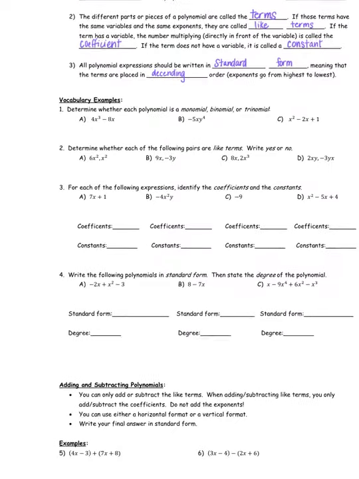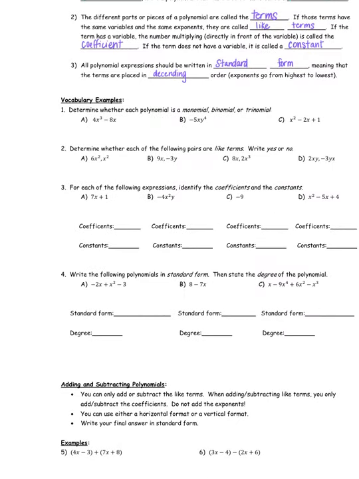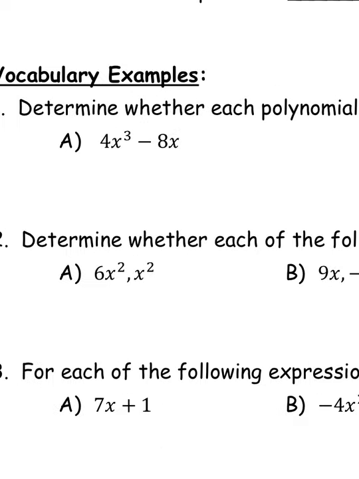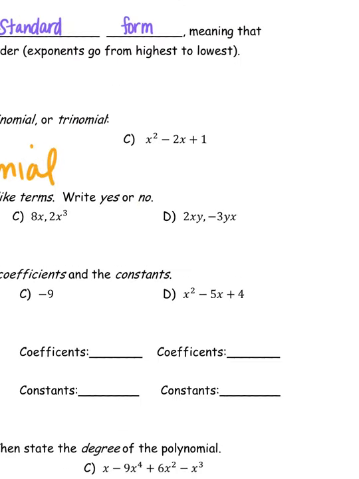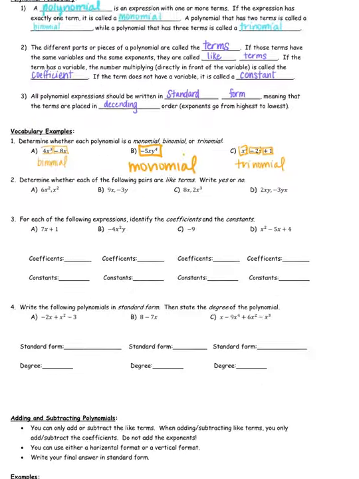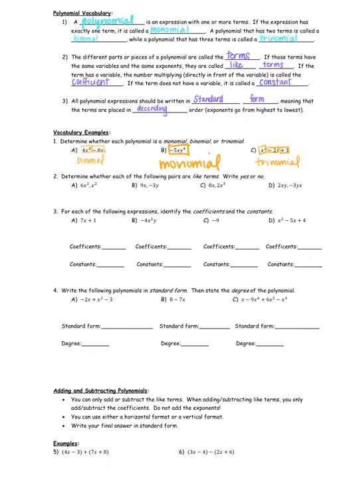Okay, so let's look at some of the vocabulary examples. This says determine whether each polynomial is a monomial, binomial, or trinomial. So here we have 2 terms, so this would be a binomial. Here we just have one term, so this would be a monomial. And here we have 3 terms, so it would be a trinomial. So it's classified based on the number of terms.